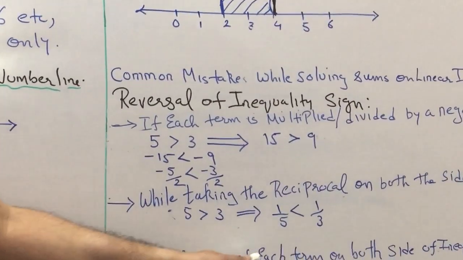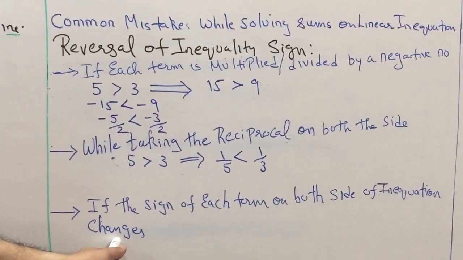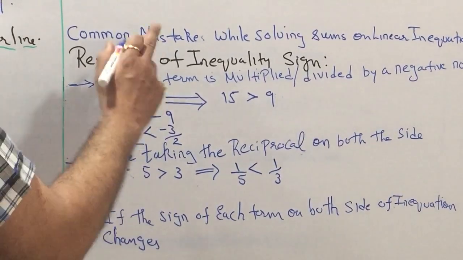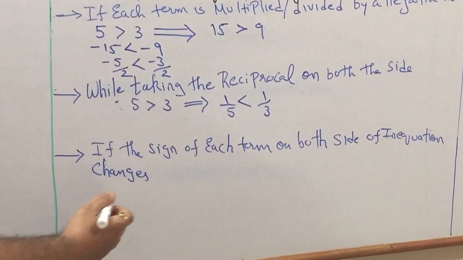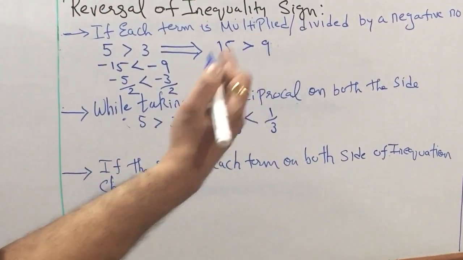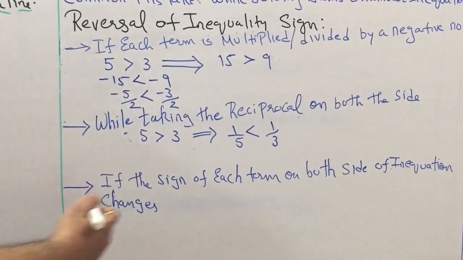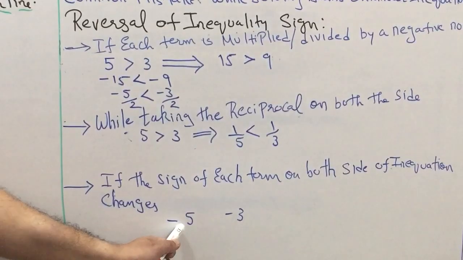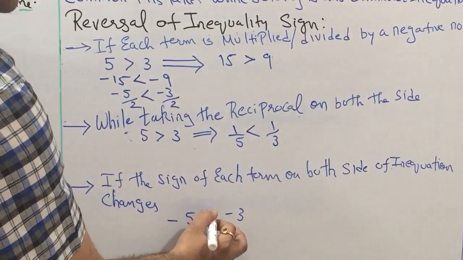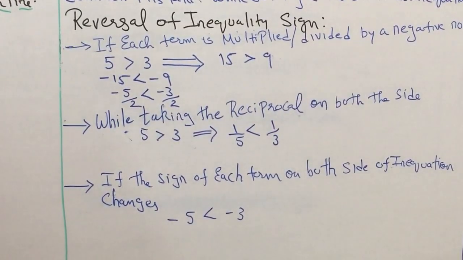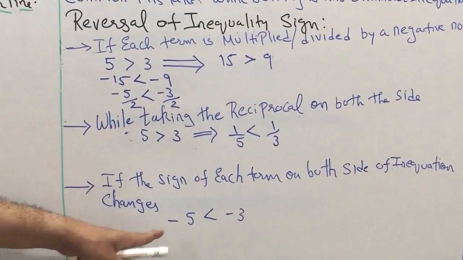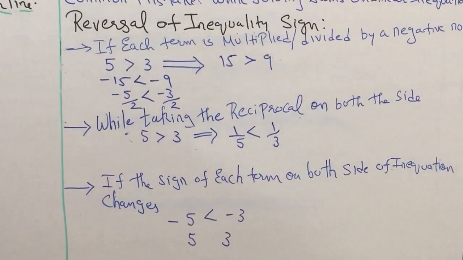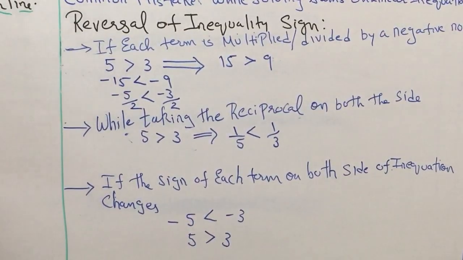The last one: if the sign of each term on both sides of the inequation changes. If earlier it was minus and you change it into plus, or vice versa, it was plus and we change it into minus. We have already seen one with plus going to minus. Here we'll take minus and change the sign on both sides of the inequality. Tell me children, which is bigger, minus 3 or minus 5? Minus 3 is bigger than minus 5, or you can say minus 5 is less than minus 3. When I change the sign of the entire inequality, minus 5 turns to 5 and minus 3 turns to 3. Now tell me who is bigger? 5 is bigger than 3.